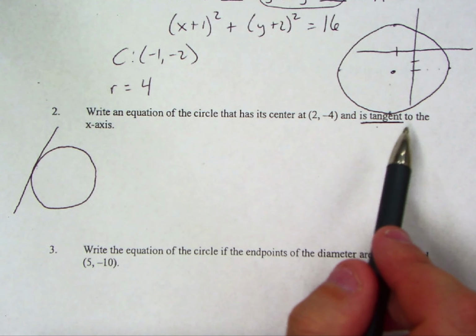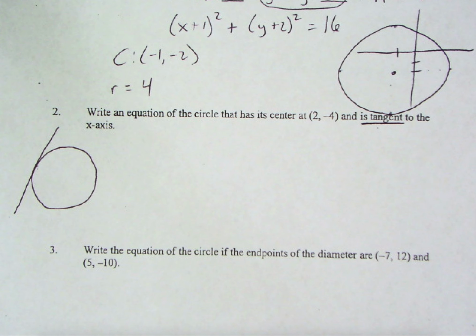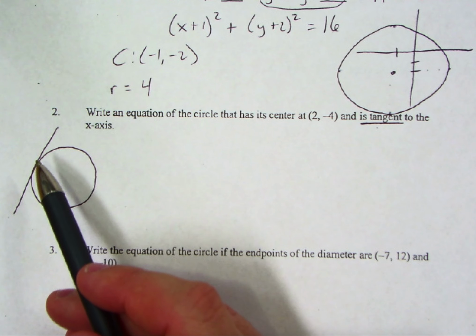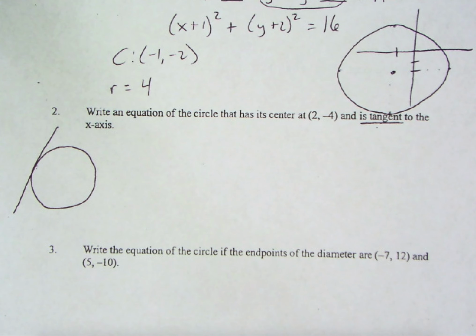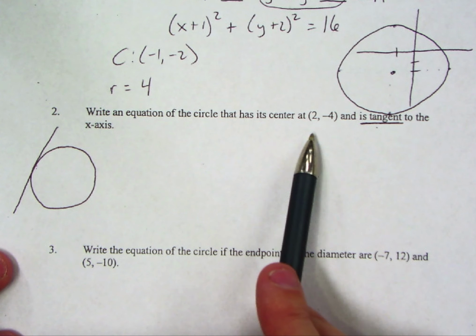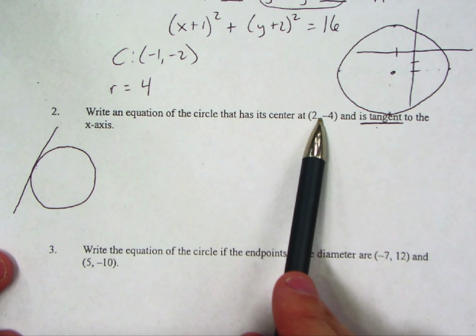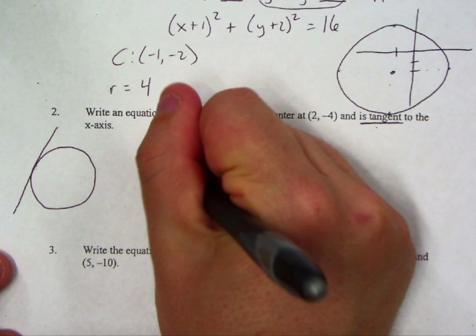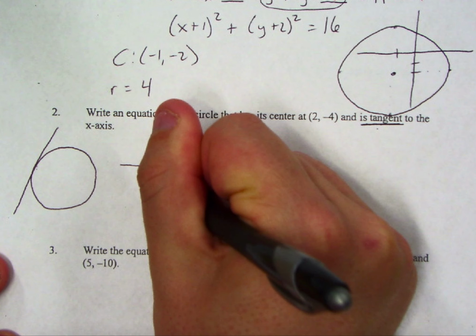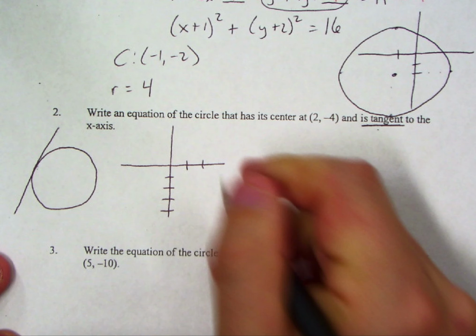This is actually a big topic in calculus. We talk about tangent lines all the time. So this is something that I wanted to make sure I had in the back of your minds. Well, let's jump into the problem now that we know what tangent means. So I want to draw a little graph here. It says the circle has a center at 2, -4. So I want to plot that center. 2, -4.